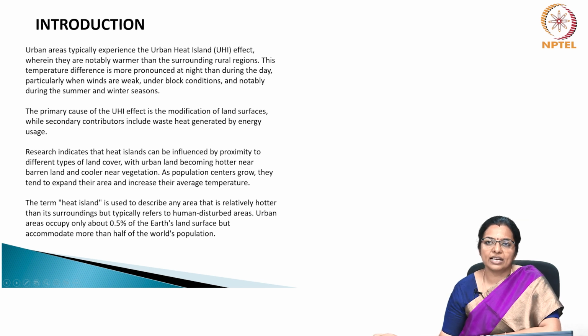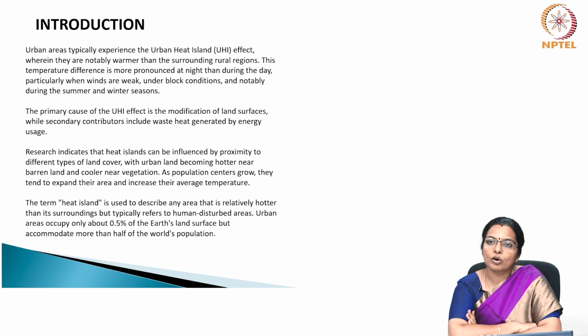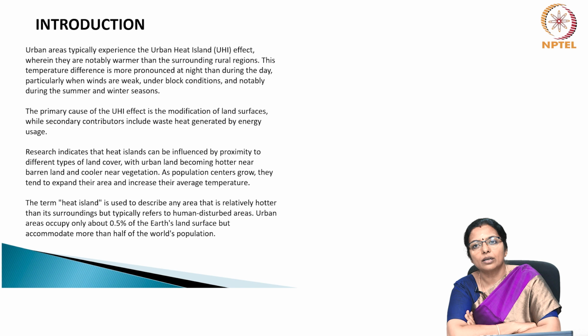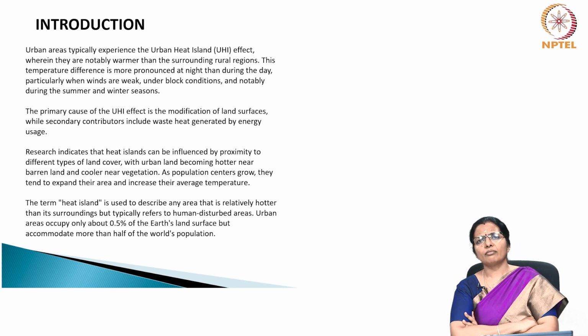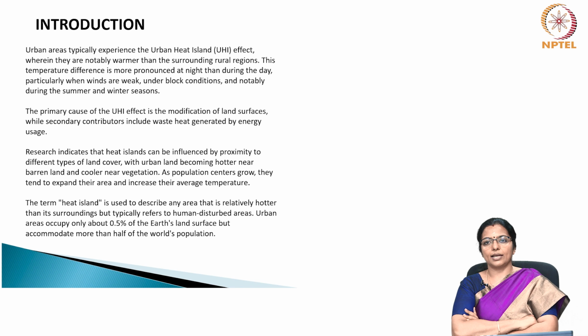The primary cause of the UHI effect is the modification of land surfaces, while the secondary contribution includes waste heat generated by energy usage. Research indicates that heat islands can be influenced by proximity to different types of land cover, with urban land becoming hotter near barren land and cooler near vegetation. As population centers grow, they tend to expand their area and increase their average temperature. The term heat island is used to describe any area that is relatively hotter than its surroundings, but typically refers to human disturbed areas. Urban areas occupy only about 0.5% of the Earth's land surface, but accommodate more than half of the world's population.